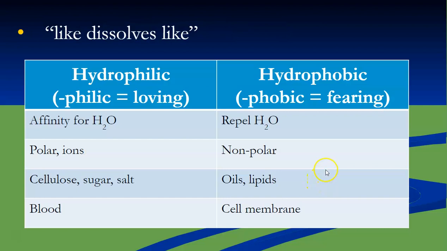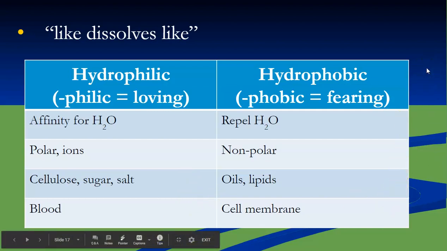We learned about hydrophilic and hydrophobic. Hydrophilic is water-loving. Hydrophobic is water-fearing. So on the left, that means they love water. Often they're going to be polar. Things that are hydrophilic include salt, sugar, cellulose. Your blood is actually hydrophilic.